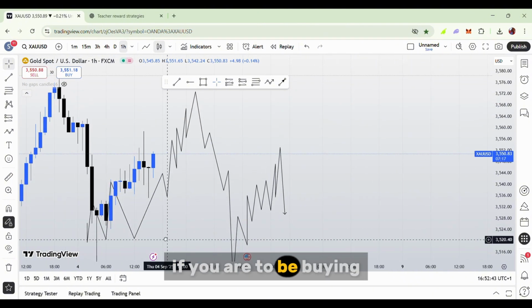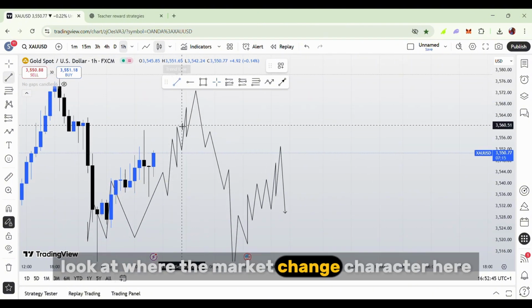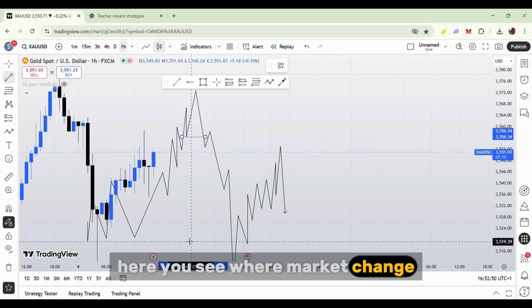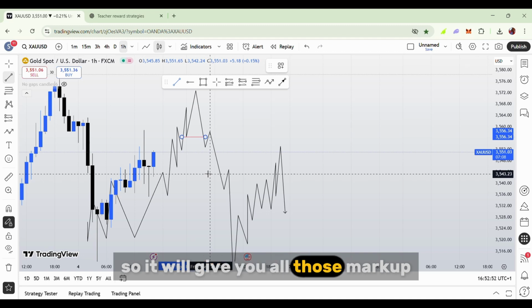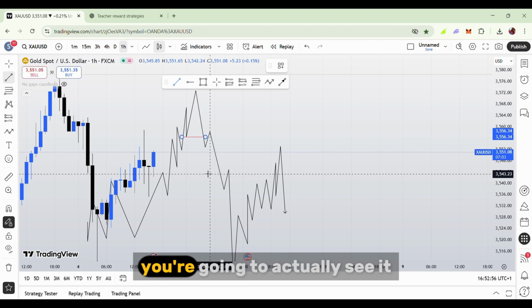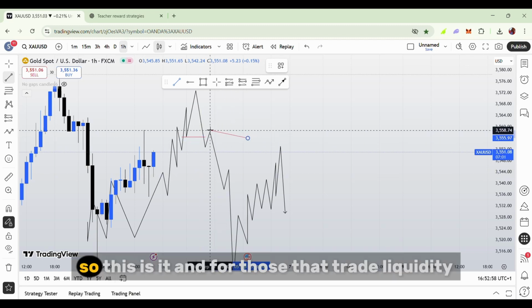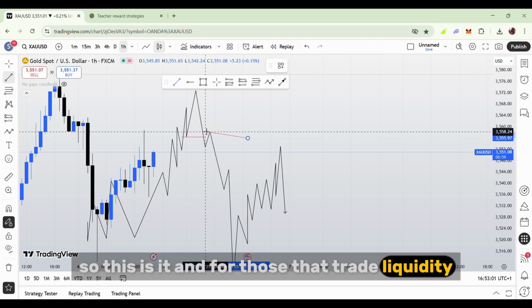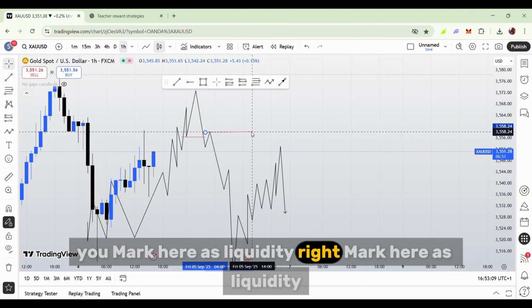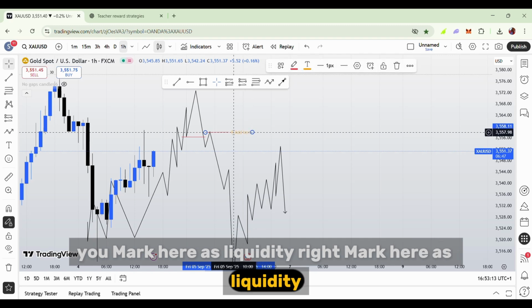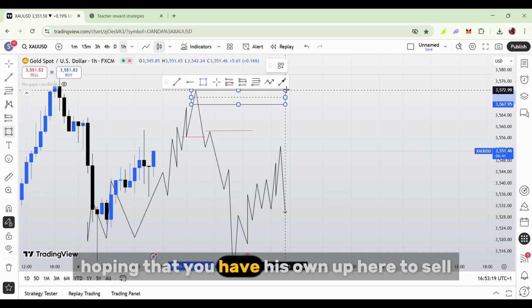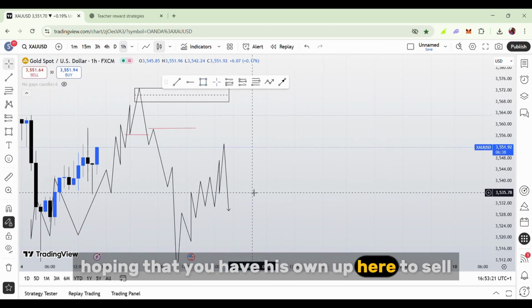If you are to be buying, look at where the market changed character here. You see where the market changed, so it will give you all those markups. You see people drawing higher highs, higher lows. If you do it like this, you are going to actually see it. And for those that trade liquidity, you mark here as liquidity, hoping that you have a zone up here to sell.